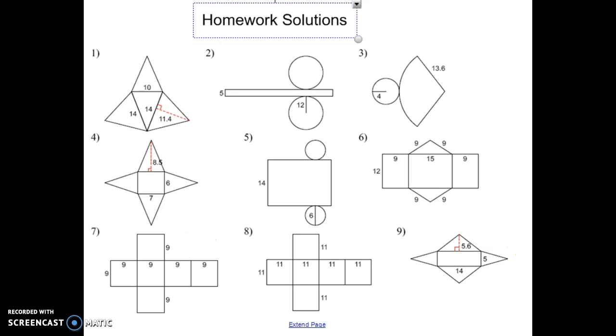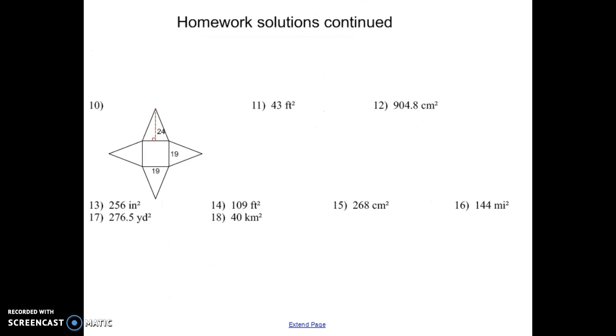Okay, you can always pause this to look at all those solutions, and there are the solutions for the rest of them. If you just found surface area by looking at, okay, here's all the different sides I have, calculate the areas for each one, that is fine. You could have drawn the nets and shown all of it, or you could have just calculated the sides.